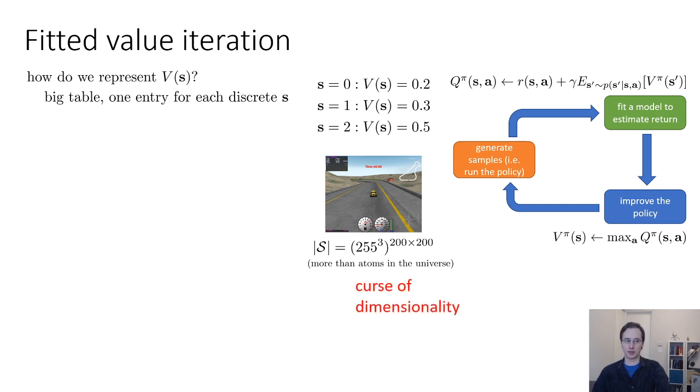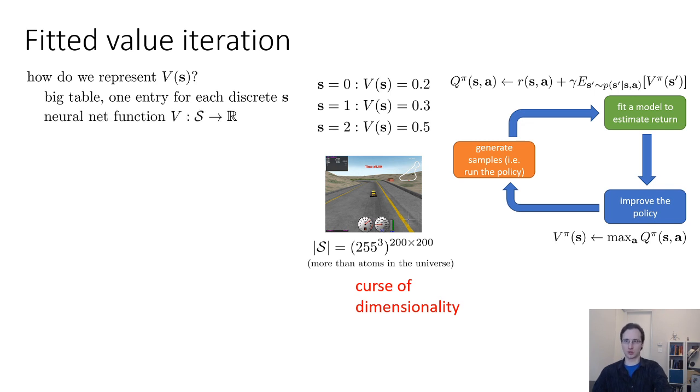And this is also, by the way, sometimes referred to as the curse of dimensionality. If someone says curse of dimensionality in the context of reinforcement learning, what that refers to is the simple fact that if you have a state space with many dimensions, the number of entries that you need in a table for tabular reinforcement learning is exponential in the number of dimensions.